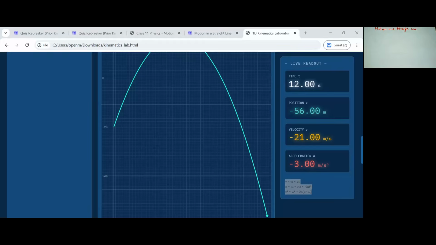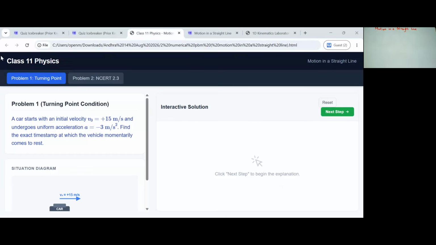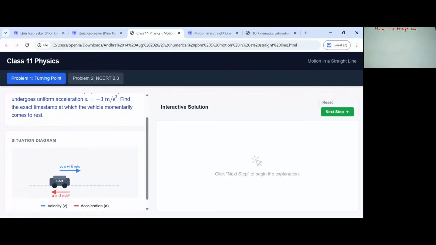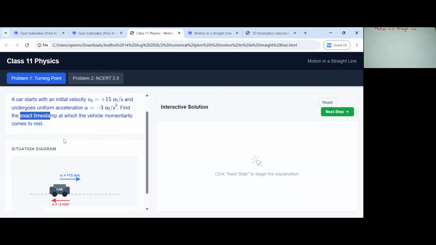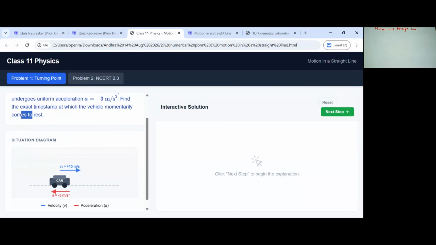Clear? Okay. So first problem, turning point condition. A car starts with the initial velocity, that is V naught, plus 15 meter per second, and undergoes uniform acceleration A minus 3 meter per second square. Find the exact timestamp at which the vehicle momentarily comes to rest.